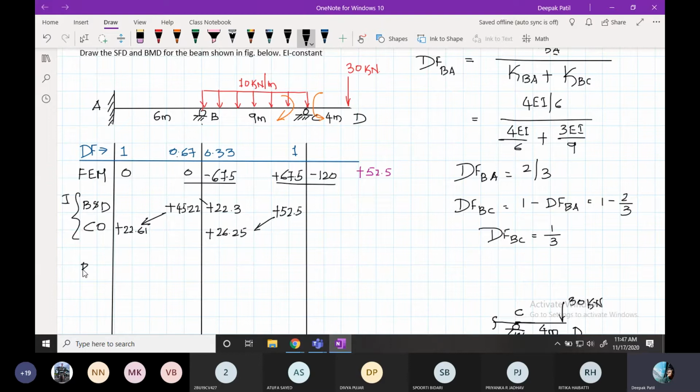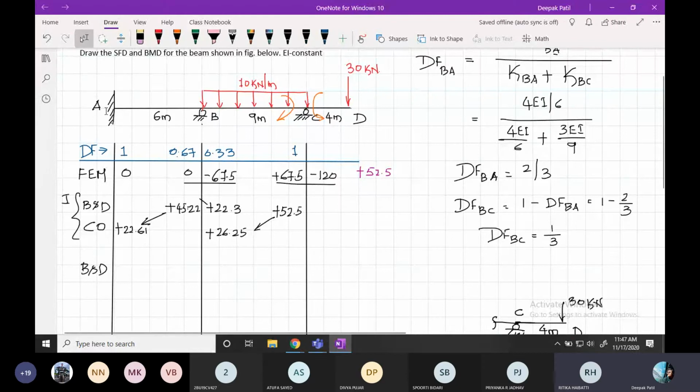Now let me come to the next cycle. Second cycle, first step, once again balance and distribute. So will you balance this plus 22.61? Yes, sir. See carefully. Will you balance this plus 22.61?